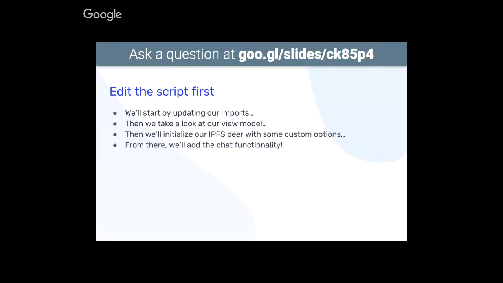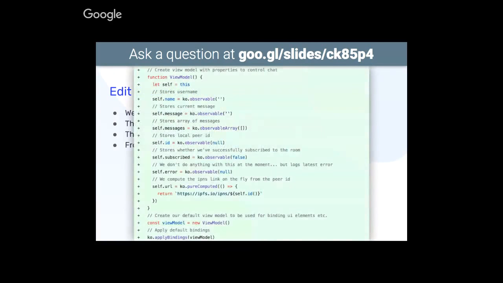Okay, so we've updated our imports. Let's take a quick look at our view model. What we're actually going to do is create a function that creates a brand new view model for us from scratch. This is a little bit different from before, where we automatically wrapped our JSON structure in a view model. Now we're going to define one from scratch.